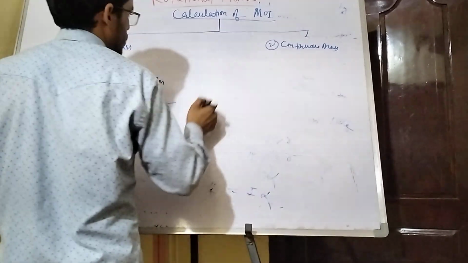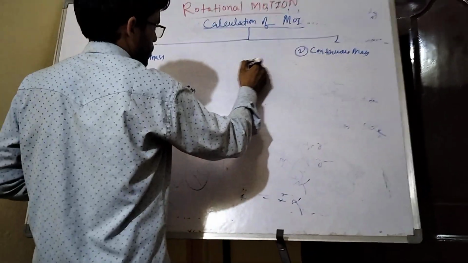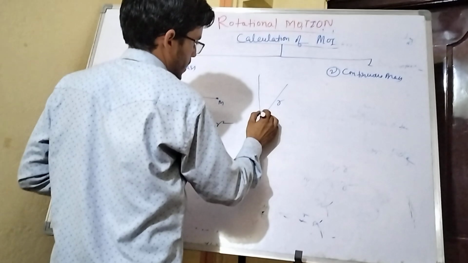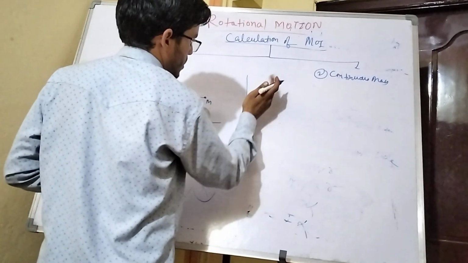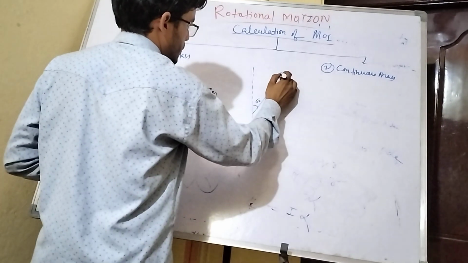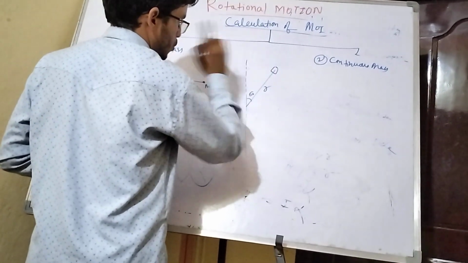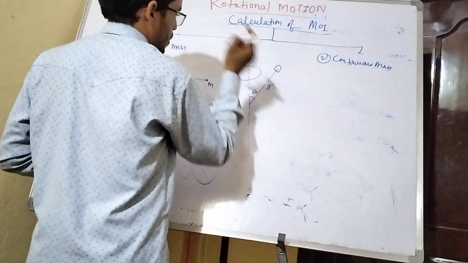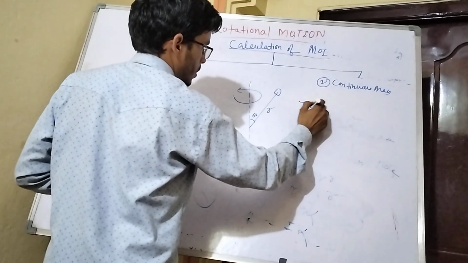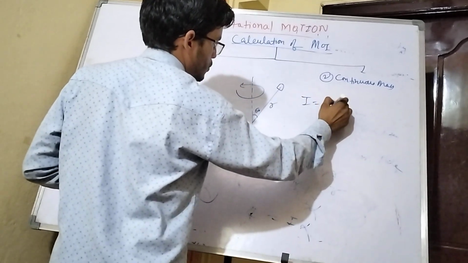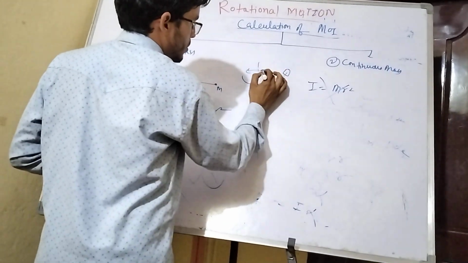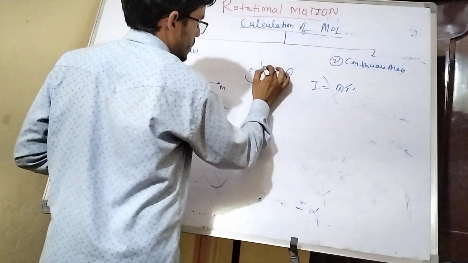I want to tell you, suppose one particle is attached to a string of length L, and this angle is 60 degrees. This is the string, and this is the axis. Now your particle is present here and is moving about this axis of rotation. Then what is the moment of inertia? Is the moment of inertia m r square? No, because we always have to take the perpendicular distance, and this is the perpendicular distance in this case.